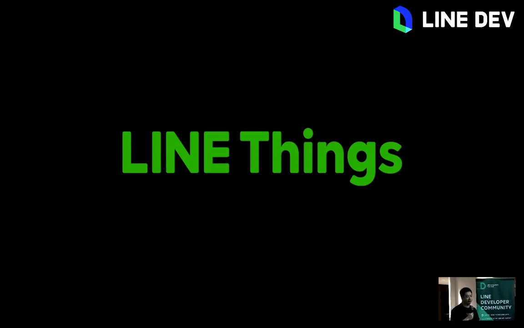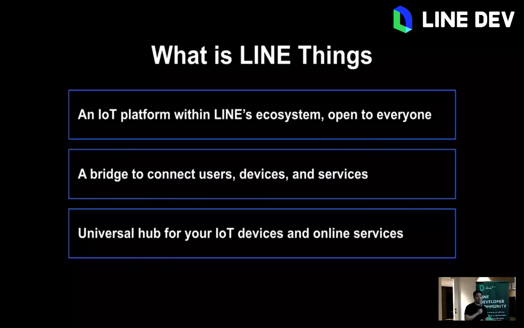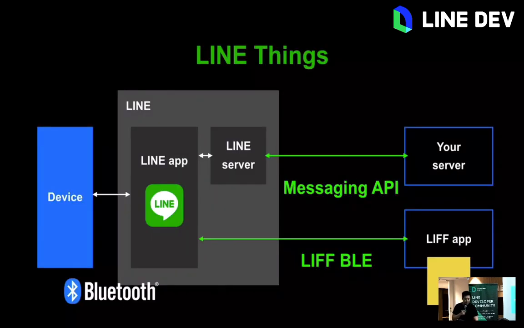Now you all might be wondering, just what is Line Things? What's all this hype about? Well, Line Things is an IoT platform within Line's ecosystem. It's open to everyone. It is a bridge to connect users, devices, and services. And it is a universal hub for all your IoT devices and online services. Let me give you a quick overview.